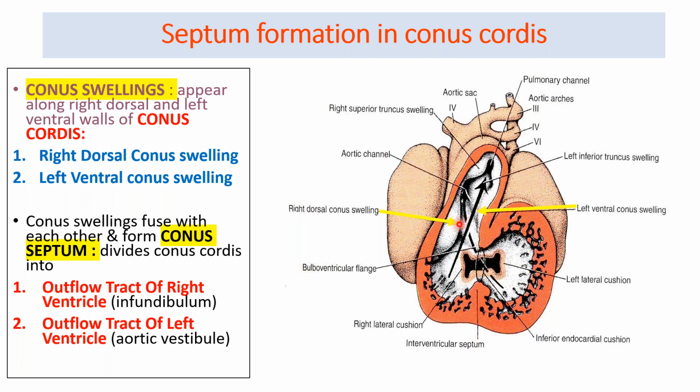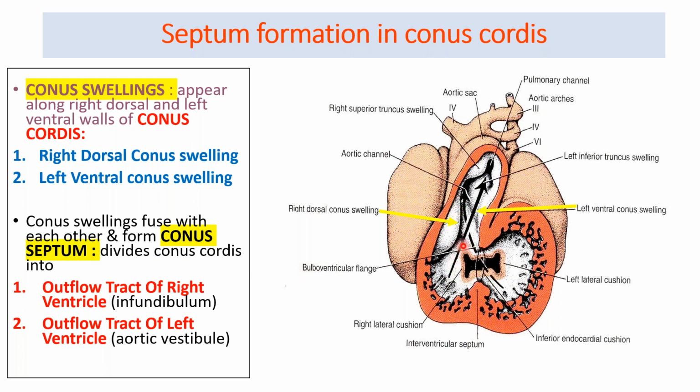Now, what will be the role of the conus septum? Like the truncal septum was dividing the aorta from the pulmonary artery, similarly the conus septum, because the conus cordis, we know, is going to form the outflow tract of both the right ventricle and the left ventricle. So by the fusion of these two conal swellings, the outflow tract of the right ventricle will be separated from the outflow tract of the left ventricle.